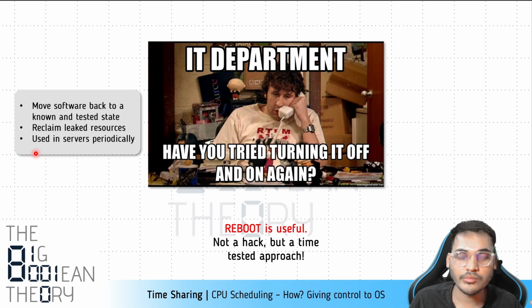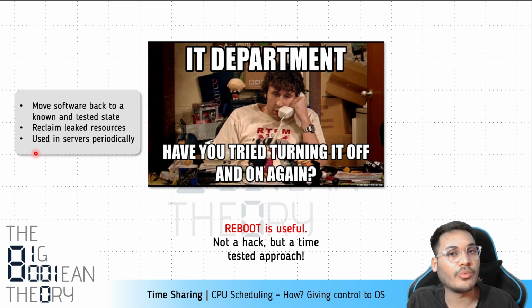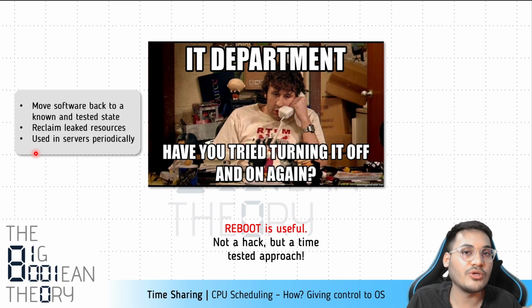So the point we discussed in the case of the cooperative approach, if things go wrong and the user process is not giving up the control of the CPU, is that reboot is the option. And as a software engineering principle, while using the system, if something is going wrong, then it's a good idea to reboot the system. Most likely it will go away. It is not guaranteed, obviously, but many times it does go away. So I just wanted to talk about why it's not just a hack, it's a time tested approach.